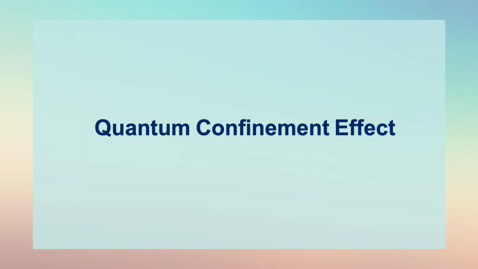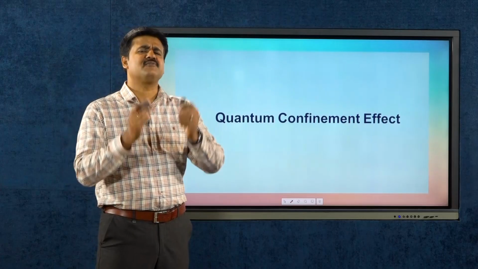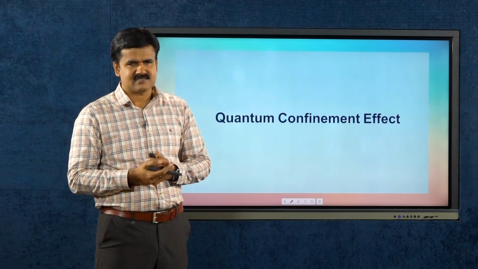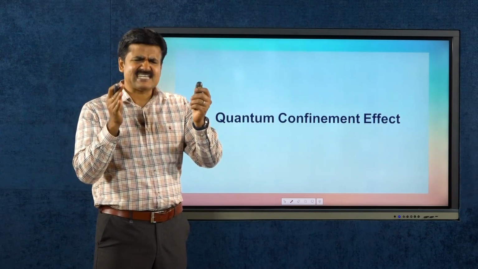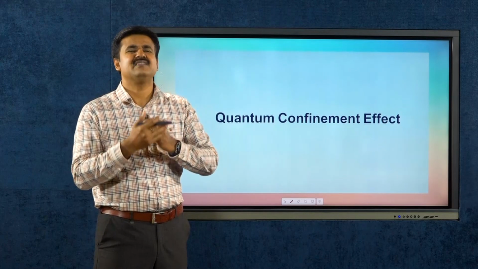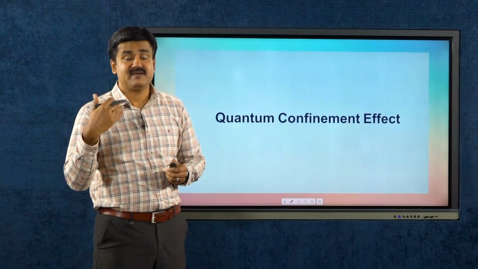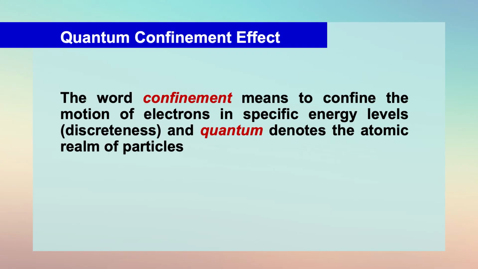Now, quantum confinement effect. The word confinement means a restriction. Electrons are the ultimate particles. Whenever you are restricting the mobility of the electron, there occurs an effect that is called the quantum confinement effect. The confinement means you are restricting the motion of electrons in specific energy levels, and quantum denotes the atomic realm of particles, hence the name quantum confinement.